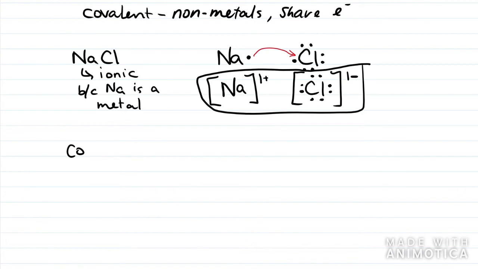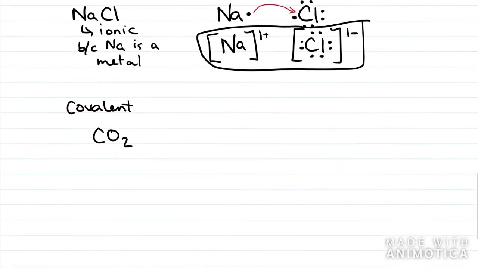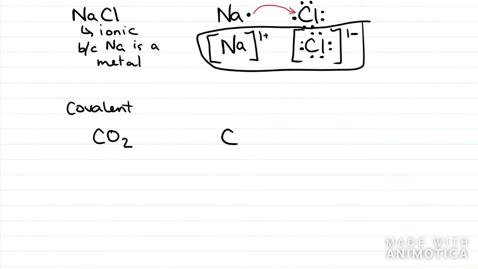Covalent, though, is a little bit different. So if we had CO2, which is carbon dioxide, we know that carbon has 4 electrons on the outside. We know this because it is in the 14th column. And oxygen, not only have we already done this, but we know that there are 6 electrons on the outside. But don't forget, I have 2 oxygens here.